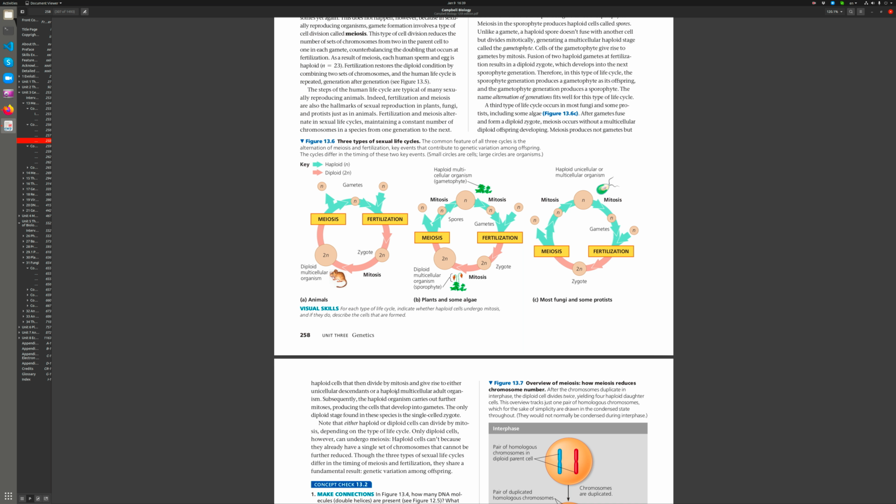So plants and some algae are different. What it could be is that a diploid multicellular organism can create gametes, and those gametes could grow into a haploid multicellular organism. And then there's another possibility. The gametes combine and create a diploid zygote, which divides via mitosis, and that could become a diploid multicellular organism or a haploid multicellular organism.